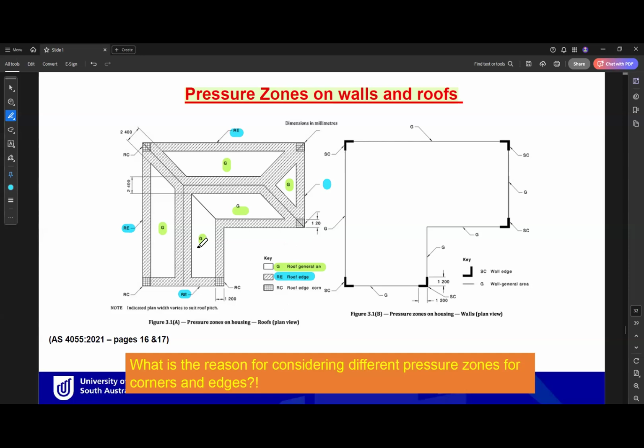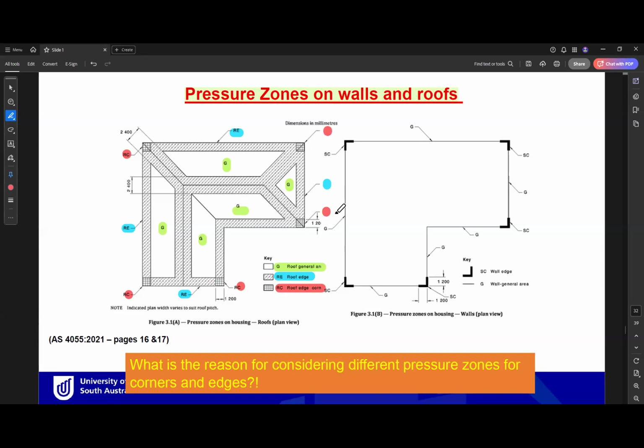The intensity of wind is more on the roof edge area. So G, or the general area, is the least one. Roof edge areas have higher values, and the highest value of wind is at the corners. So RC, or roof corner, or roof edge corner, like this one here. Roof corner is at the corners of this building. So here as well, roof corner, and here as well, roof corner.